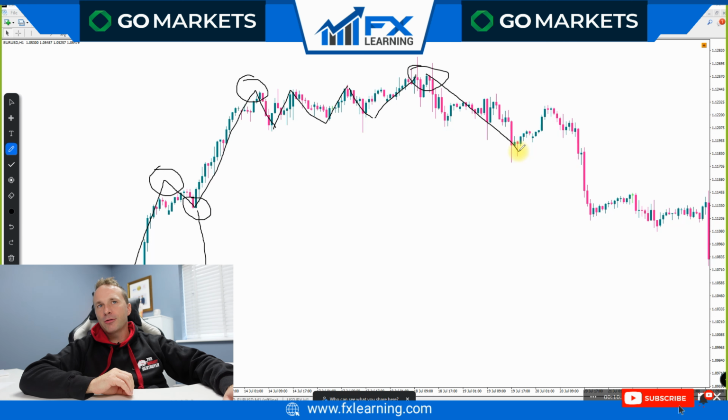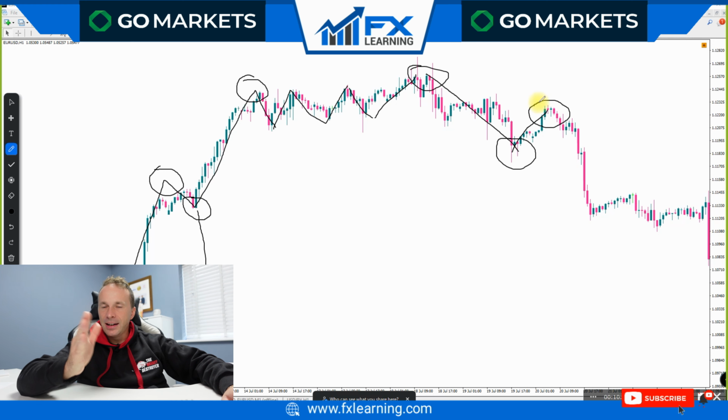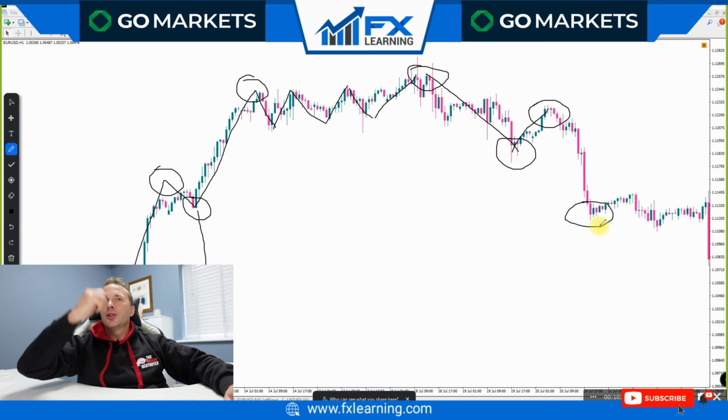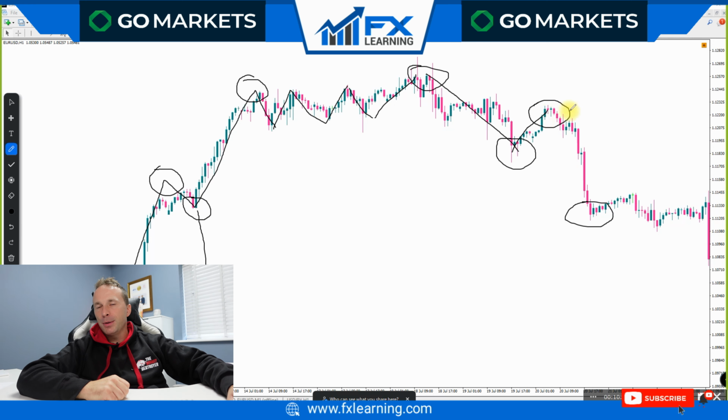Then it creates a low. Then it pulls back and it creates a lower high. But same again, this does not become the previous high or low until it's broken. Until it's broken, which is here, this now becomes the new low. So as long as price stays below this high here, we are still going into a downtrend.